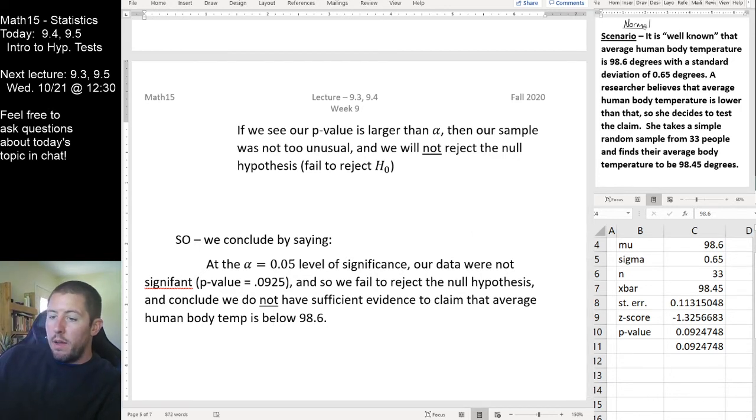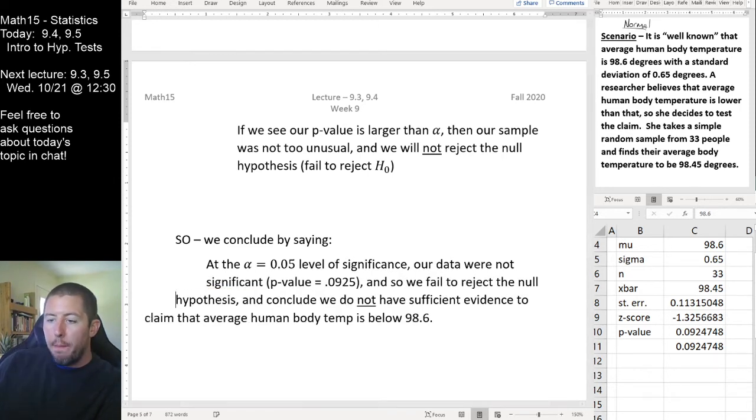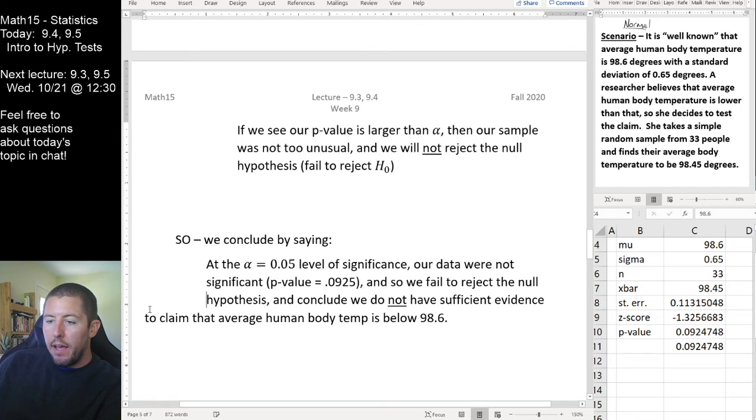All right, so what I'm saying here, significant, is that we compared our p-value to our alpha value.